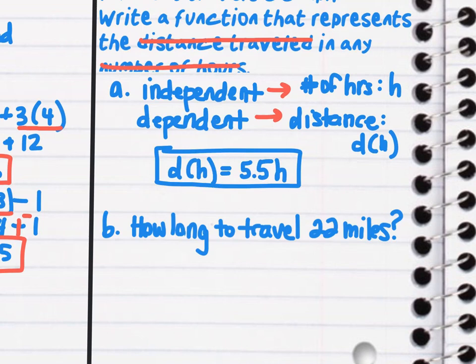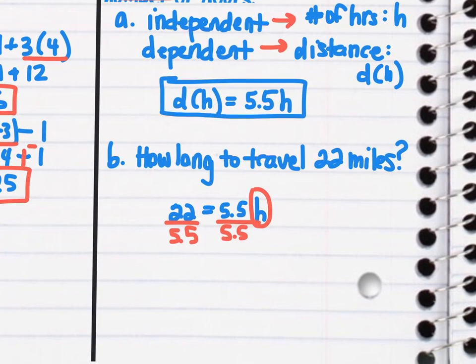And so now we're going to use our function. Remember, 22 miles is the dependent variable, the distance. So we're going to write it like this: 22 equals 5.5h. And then to solve for h, we have to divide 5.5 on each side. So then h is going to equal 4 hours. So we'll have here 4 equals h. And then I should label 4 hours. And that's the answer, the last part.